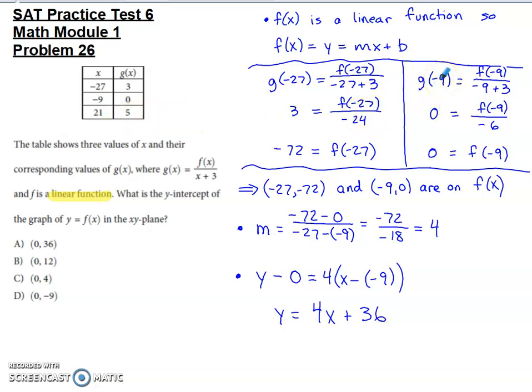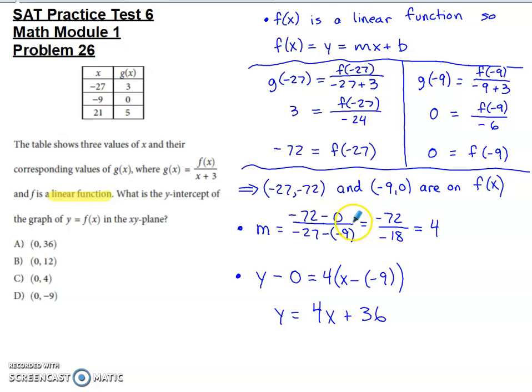So I put negative 9 in place of all the x's. They tell me that g of negative 9 is 0. So I replace g of negative 9 with 0. This denominator simplifies to negative 6. Multiply the 0 by negative 6, it stays a 0, but that does isolate f of negative 9. That tells me that when x is negative 9, the y value on f is 0. I now know two ordered pairs on f of x.